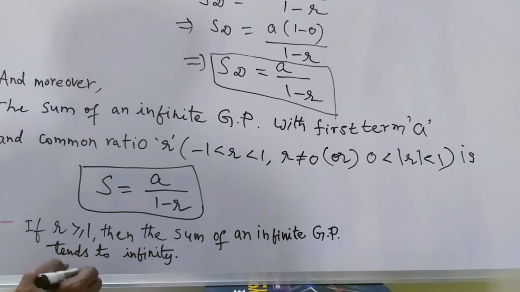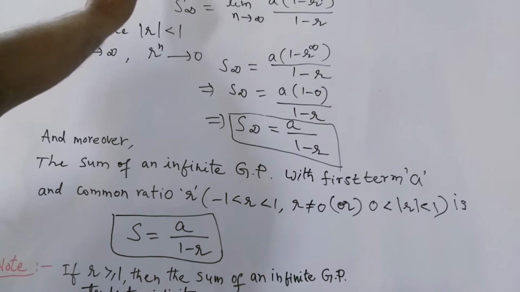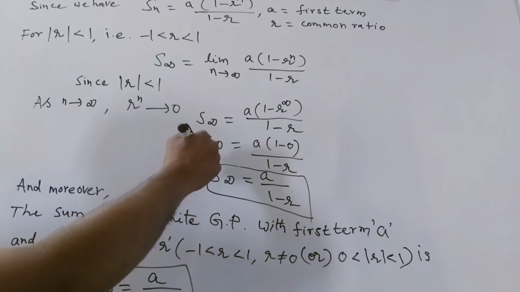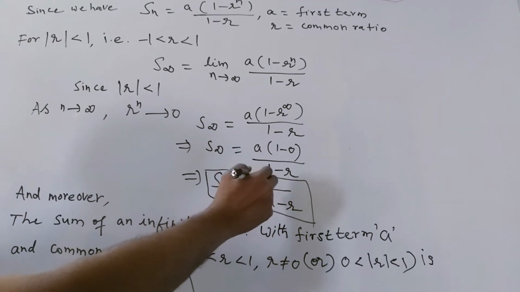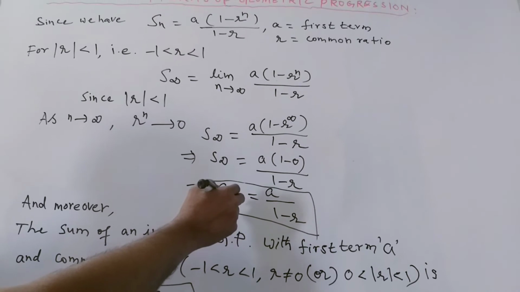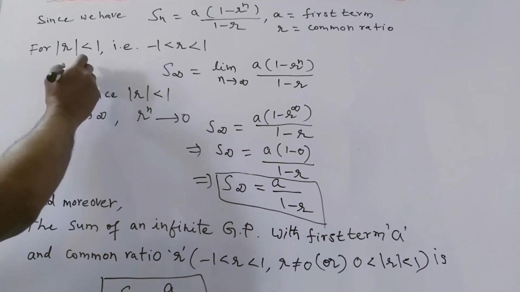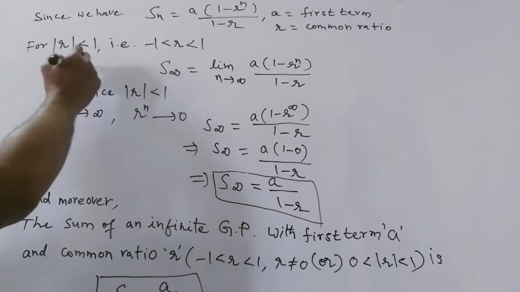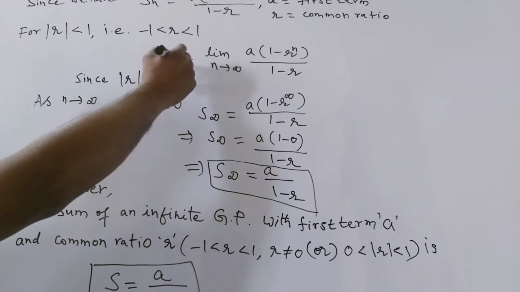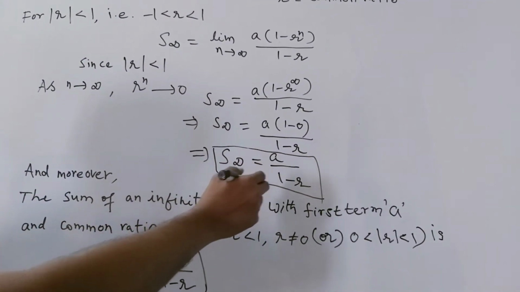So, here we have learnt the sum to infinity terms of geometric progression. That is, sum to infinity is equal to A by 1 minus r. And in this, the condition is modulus r is less than 1. That is, common ratio lies between minus 1 and plus 1. So, S infinity is equal to A by 1 minus r.